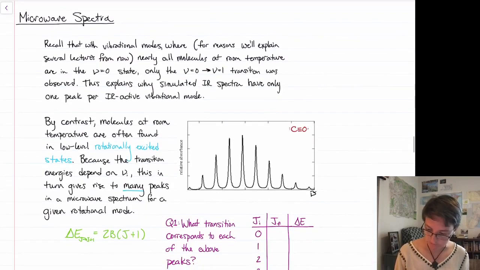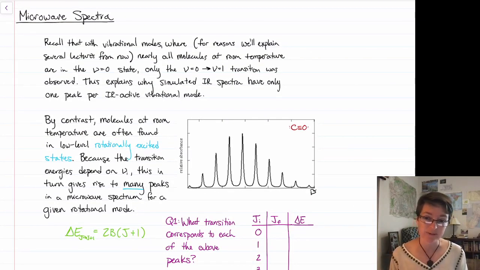Now that we know our selection rules, we're finally ready to tackle what a microwave spectrum looks like and how we can interpret it. One thing to notice, and a point of contrast between vibrational and rotational spectroscopy, is that for reasons we'll explain a couple lectures from now when we talk about statistical thermodynamics and the Boltzmann distribution, nearly all molecules at room temperature are in their vibrational ground state. And so the only transition that we see in the IR spectrum is the nu equals 0 to nu equals 1 transition. So each vibrational mode in the IR spectrum corresponds to more or less one vibrational peak.